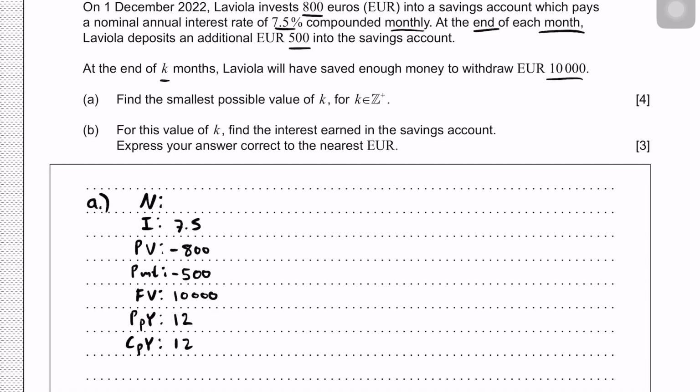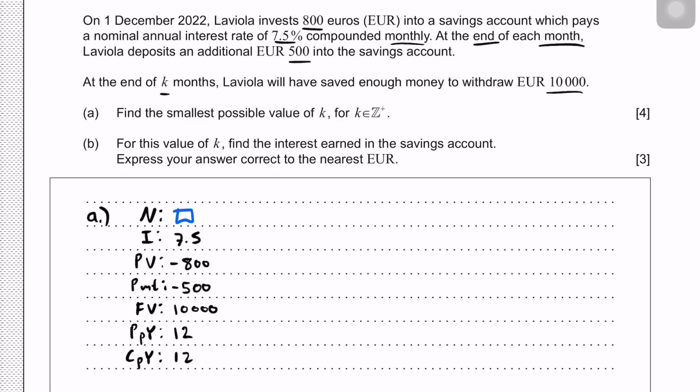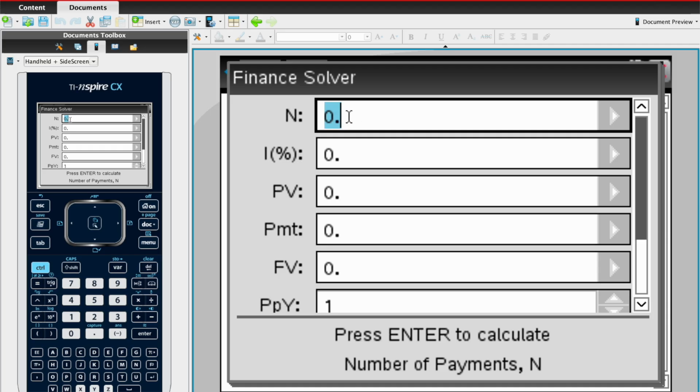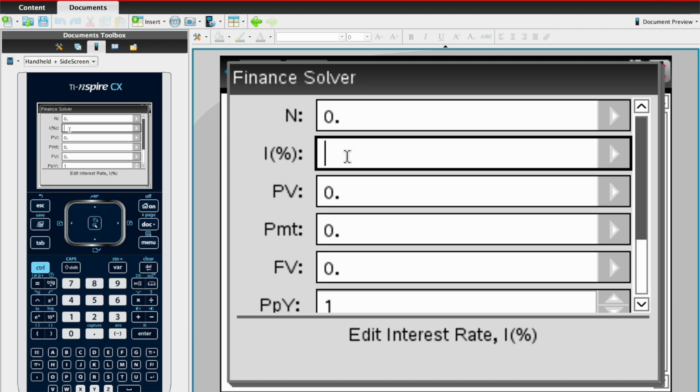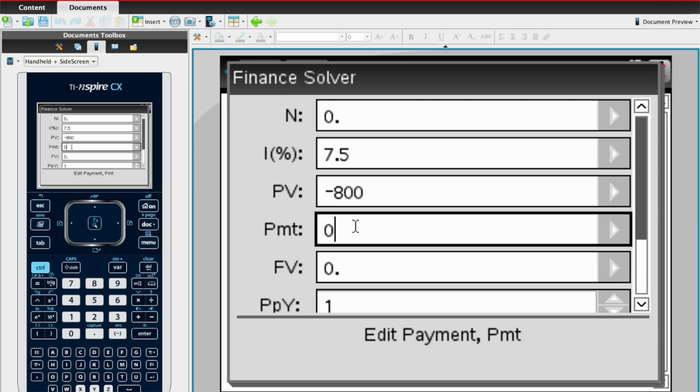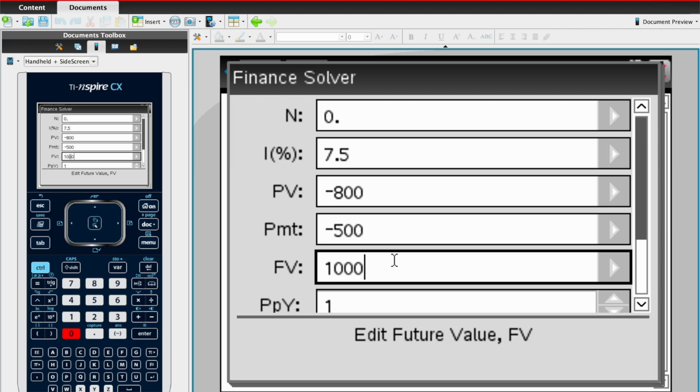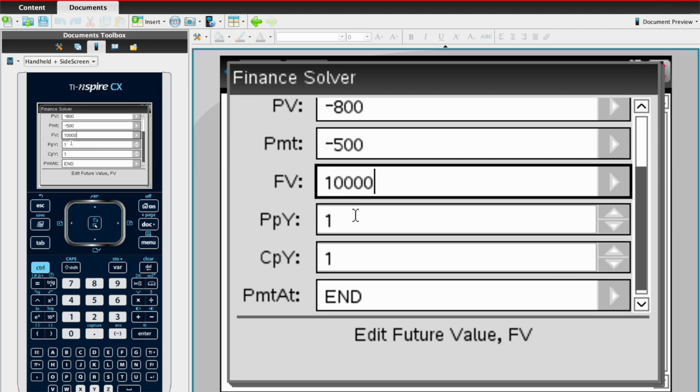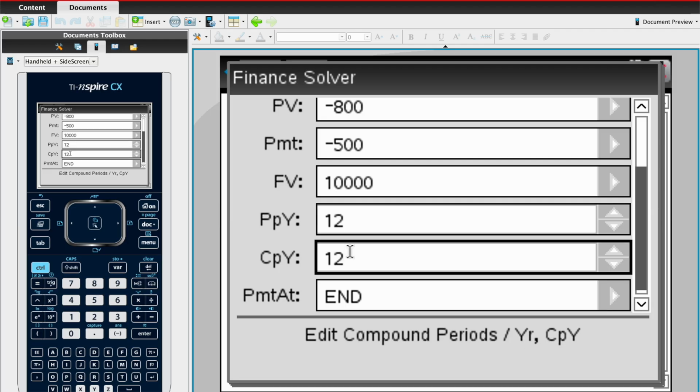And then what we want to solve for is K. We want to find the amount of time it takes. So let's leave N as our unknown. Now I think we have everything we need. Let's go ahead and solve this in our financial solver. So here we are. Interest rate is 7.5%. Present value, negative 800. Monthly payments is negative 500. Final value she wants is 10,000. Payments per year is 12. Compounding period is 12, and the payments are made at the end of every month.